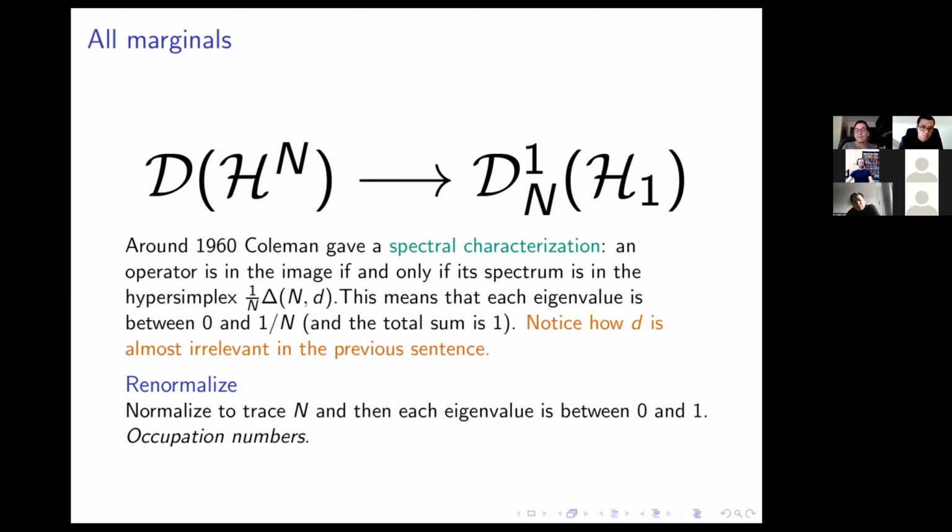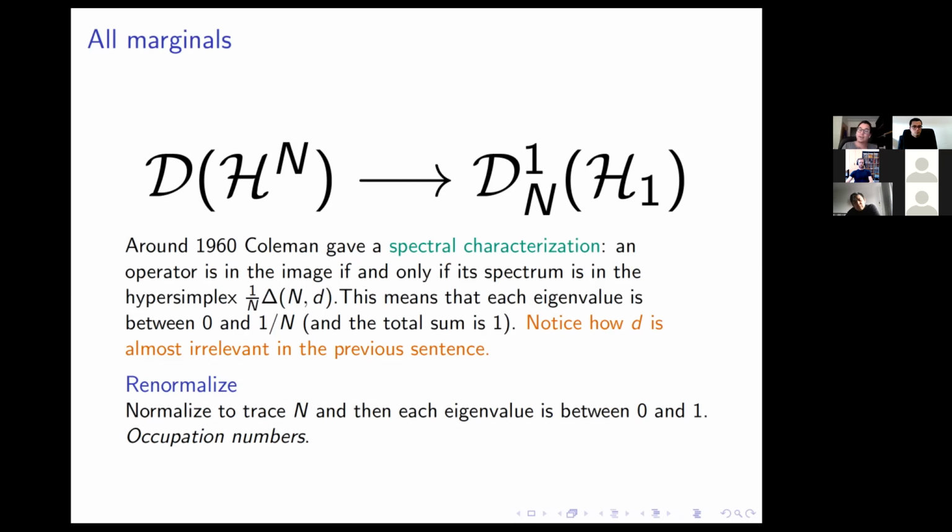And this is related to something called the Pauli exclusion principle. This is related to the fact that the occupation number has to be between 0 and 1. So two particles cannot be in the same slot, in a way. Okay, but mathematically, that's the content.